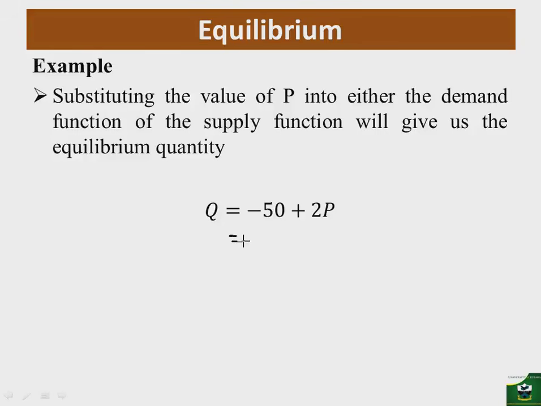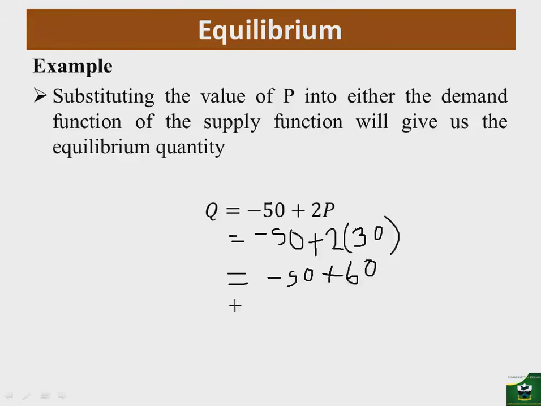So this means that this will be equal to negative 50 plus 2 multiplied by, now P is what we found to be 30. So all we do is put 30 there, and if we simplify this, we will have negative 50 plus 60. And then this will give us positive 10, meaning that our equilibrium quantity is equal to positive 10.